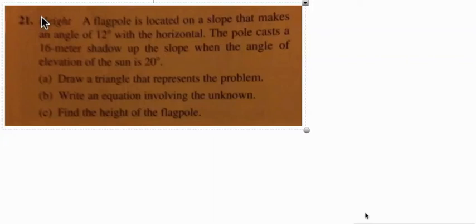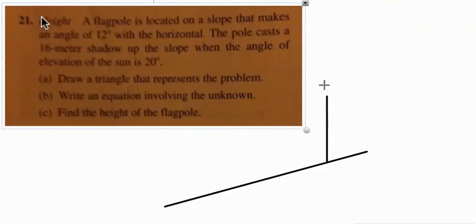Okay, here's an application of the law of sines. We have a problem that says there's a flagpole located on a slope that makes an angle of 12 degrees with the horizontal. So I'm going to start with that part of my picture. A flagpole is located on a slope. So here's my slope, and here's my flagpole. So I'll even put a little rectangle there so that we can see. There's your little flag.